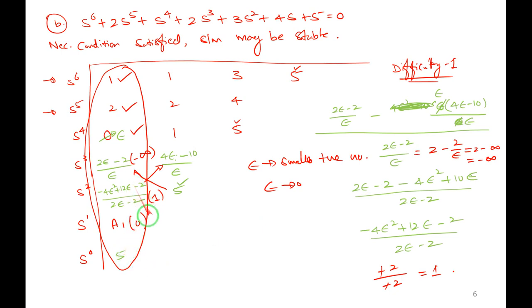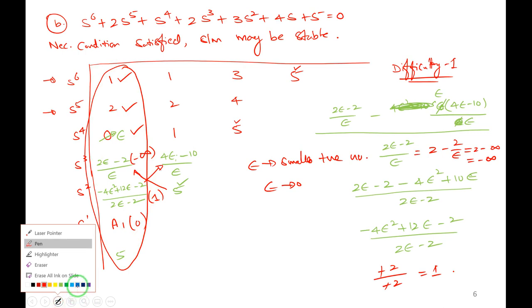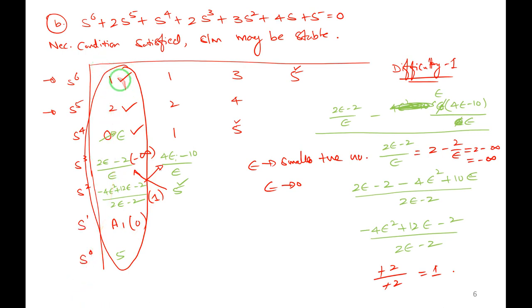Observe here the number of sign changes in the first column of the Routh array. Let me change the ink color. From 1 to 2, there is no sign change. 2 to epsilon, there is no sign change. Yes, there is a sign change here because plus to minus infinity. So one sign change is there. Then minus to plus, one more sign change here. Then there is no sign change because it is positive here. So the number of sign changes is 2.